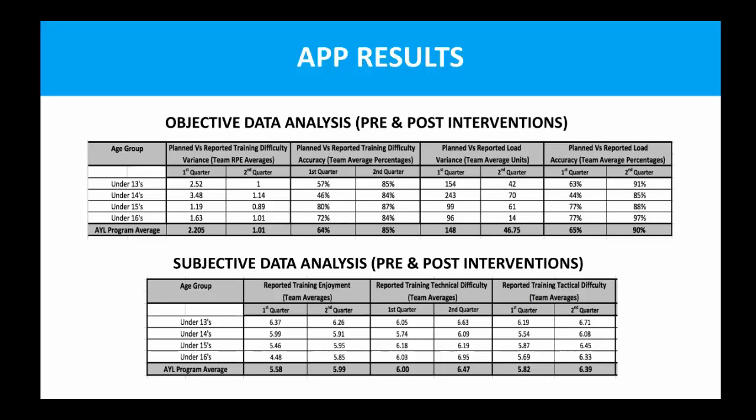And down the bottom here, the subjective data analysis in the bottom table shows a summary of enjoyment ratings. So these ratings were scaled from 1 to 9 instead of 1 to 10. And then also what the average was for the training technical and tactical difficulty. And considering on average this was rated at about a 6 to 7 out of 10, we were quite pleased with these results. But there's definitely room for improvement, and we'll try and boost these numbers even further next season.